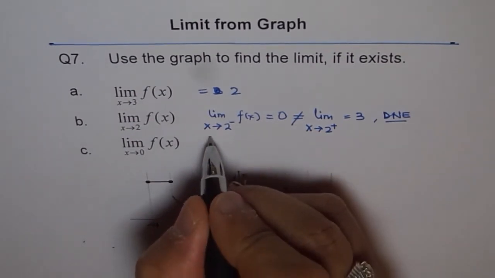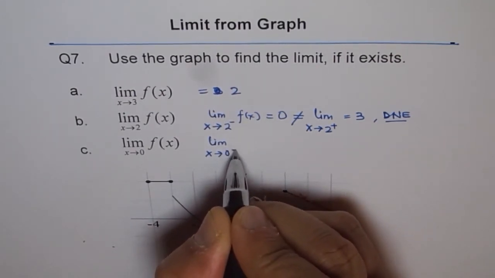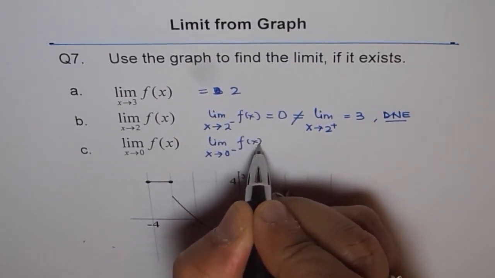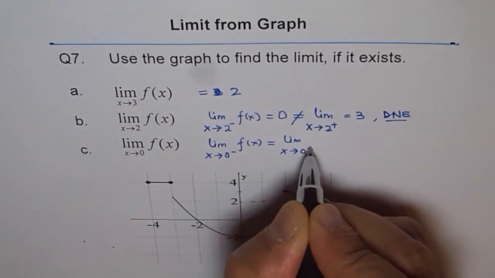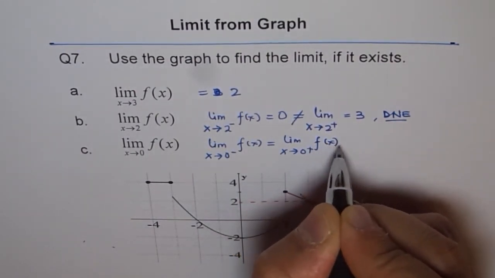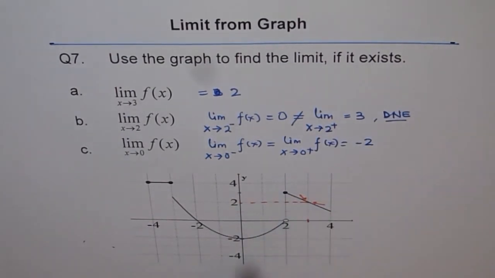So in this case, the limit when x approaches 0 from the negative side of f of x is equal to the limit when x approaches 0 from the positive side of f of x, and the value is minus 2, right? So here the value is minus 2. So that is our answer.